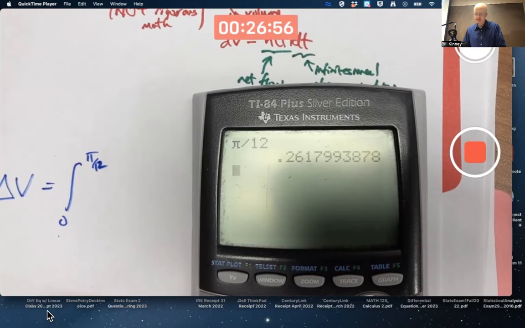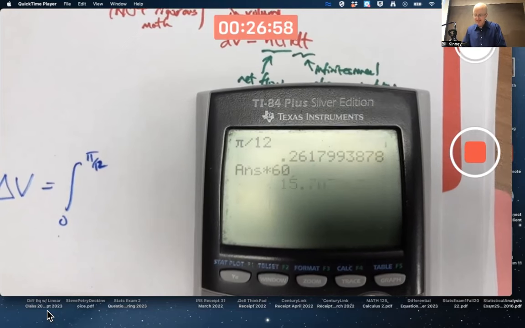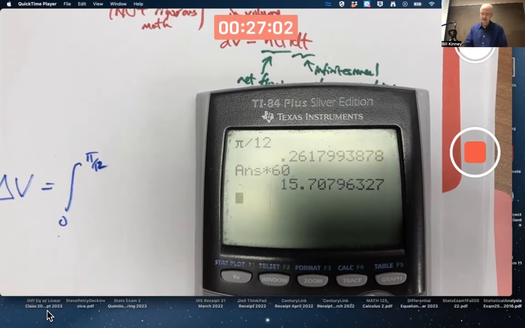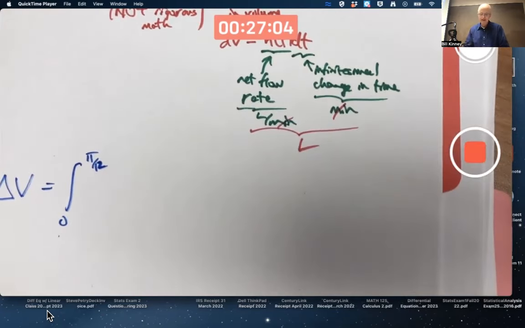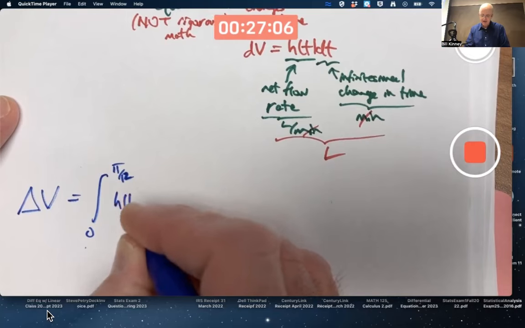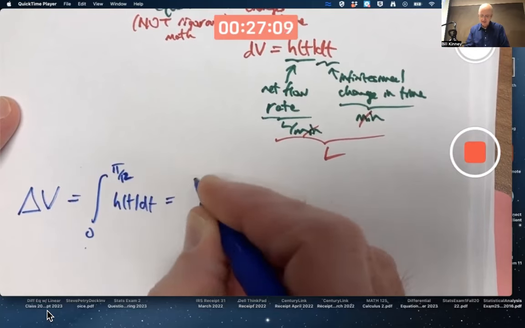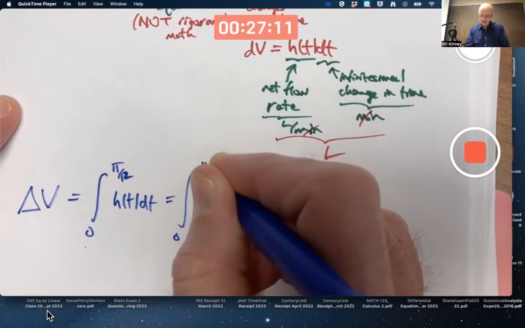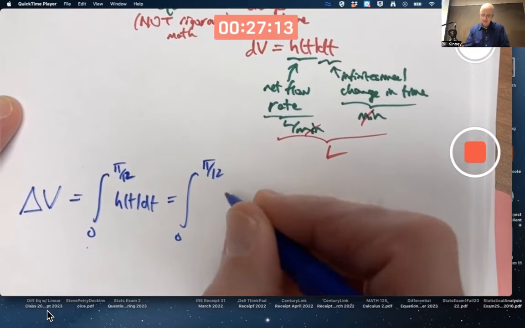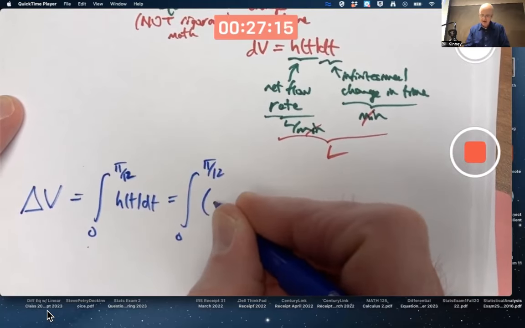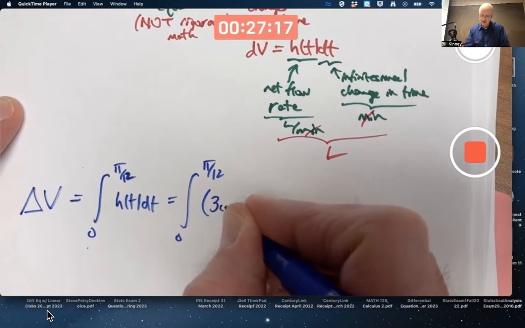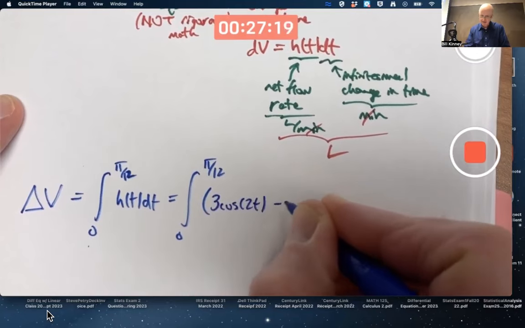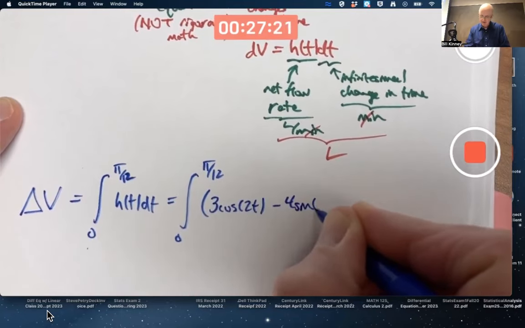Pi over 12 is about 0.26 minutes. How many seconds would that be? About 16 seconds. So this is the change in volume over the first 16 seconds or so. It is going to be the integral of h of t. That'll be the integral from 0 to pi over 12 of the function, which is 3 cosine 2t minus 4 sine 3t.